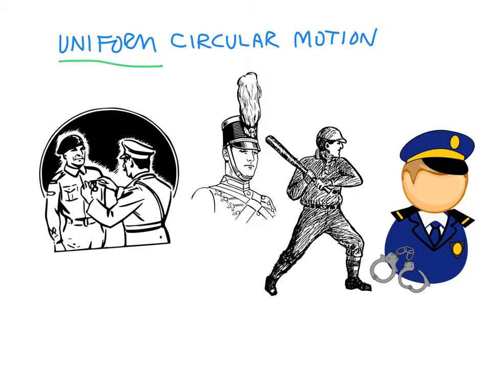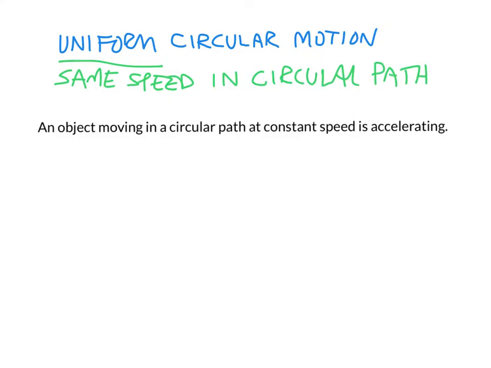And in this case, we're talking about things that are traveling at the same speed. And circular motion just means that the object is traveling in a circular path. We want to start by looking at the statement here and deciding if this is true or false. An object moving in a circular path at constant speed is accelerating.